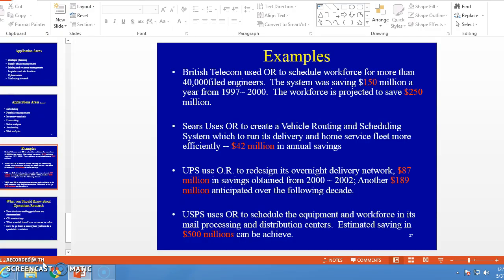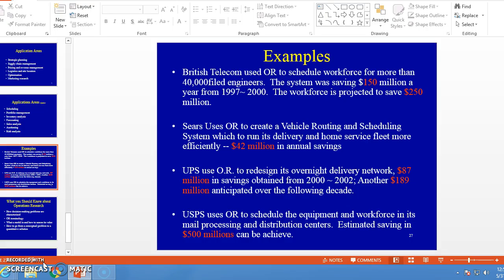Examples: British Telecom used OR to schedule its workforce of more than 40,000 field engineers. The system was saving $150 million a year from 1997 to 2000. The workforce system is projected to save $250 million. Sears uses OR to create a vehicle routing and scheduling system to run its delivery and home service fleet more efficiently, with $42 million in annual savings.